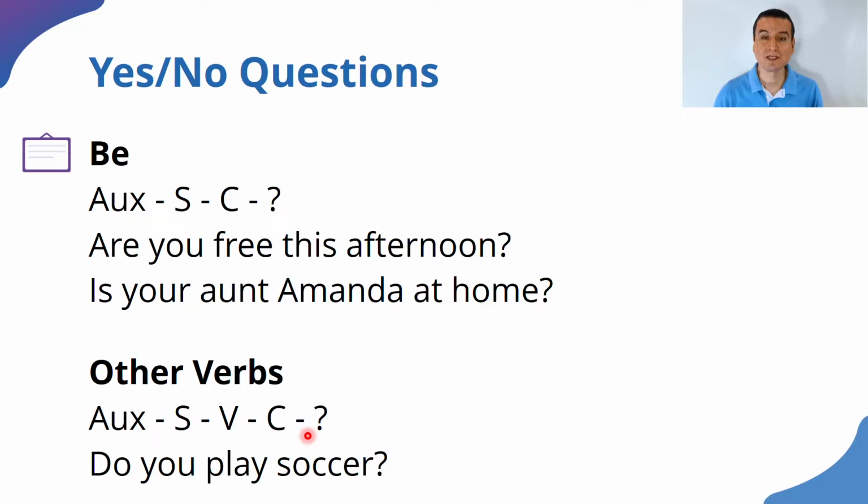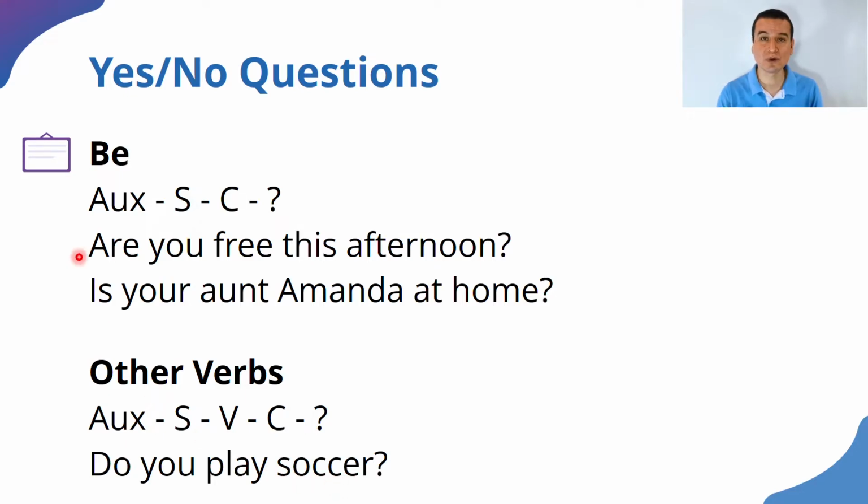For example, do you play soccer? Do is the auxiliary because we're talking about you. The question is addressed to you, the second person. Do you? The verb is play, and that play goes in the base form, remember? And then we have the complement, which is soccer.